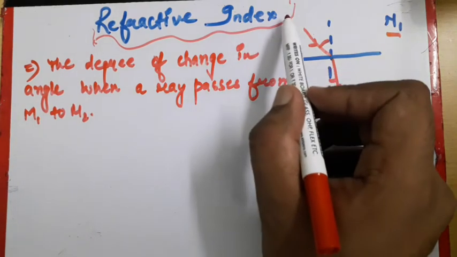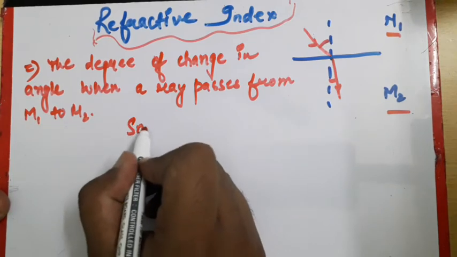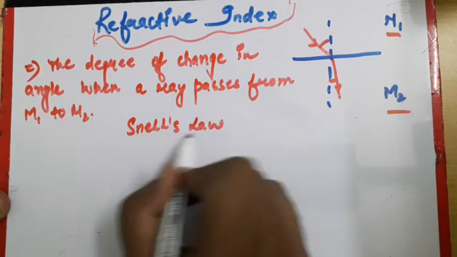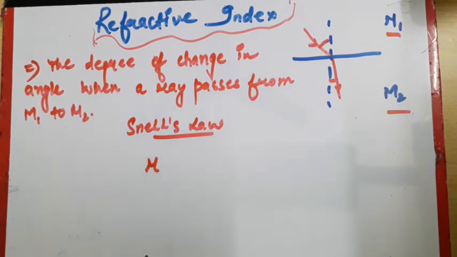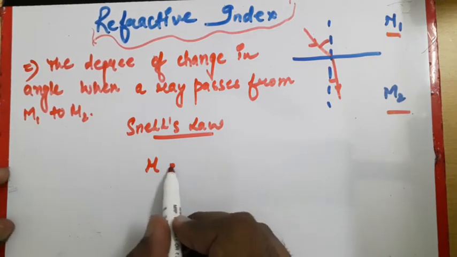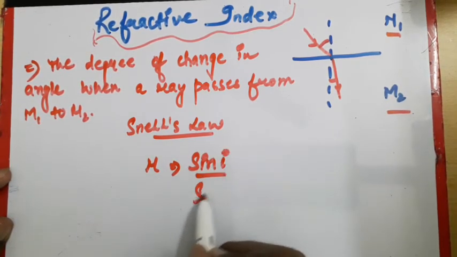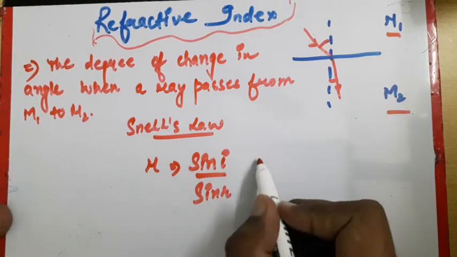So how could we find a refractive index, right? A refractive index, according to Snell's law, that is the second law of refraction, mu is defined by refractive index, and it is equal to sine i by sine r, right? So through here you can also define refractive index.